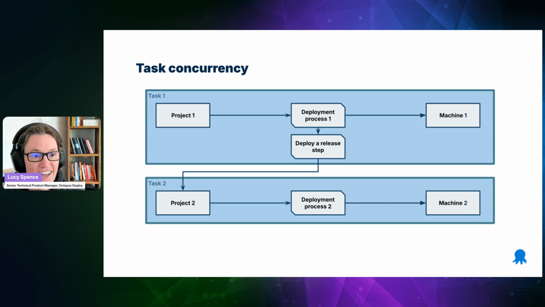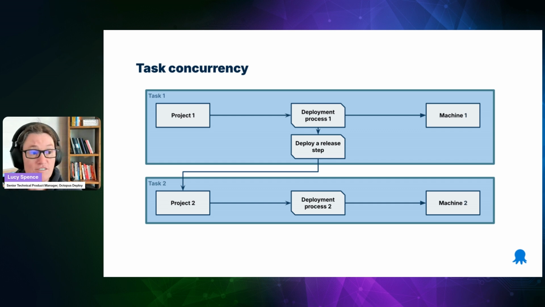Another way of increasing task concurrency, if you want to, is to use the deploy release step. This is where you trigger another project to deploy as part of your first task or first deployment process. This spins off what is effectively a child task. The child task should complete before the deployment process continues on.